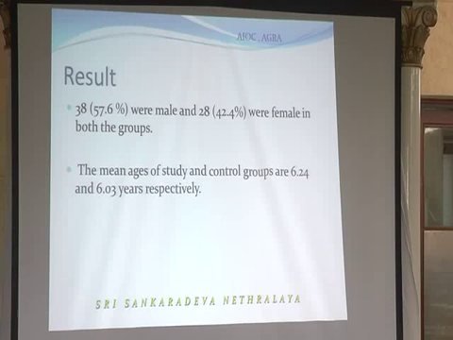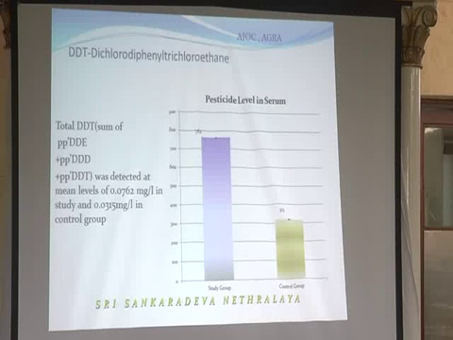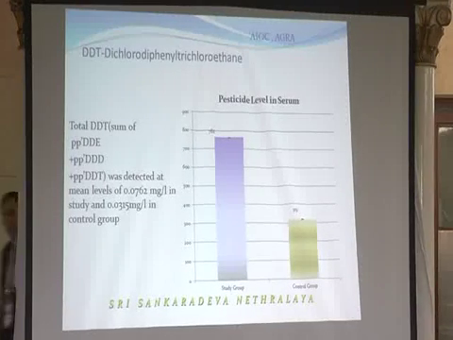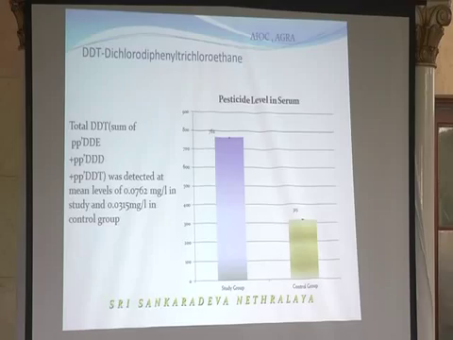Of 66 participants, 38 were male and 28 were female, and the mean ages in the study and control groups are 6.24 and 6.03. The main point is the pesticide residues. There are lots of other pesticides, but DDT is one of the components, and DDT is significantly very high, 762 micrograms per liter, compared to only 350 in the control.